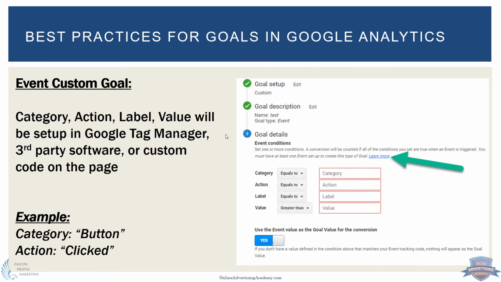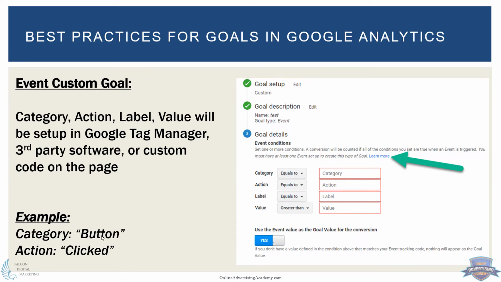Another option would be an event custom goal. If you are setting this up, it's a lot more complicated and you'll need some custom code. So you need a developer that can write code, or you'll know how to use Google Tag Manager, which is a lot more advanced, or maybe even third-party software will give you the instructions for how to set this up. But once you have it set up somewhere else, this is where you put everything into Google Analytics.